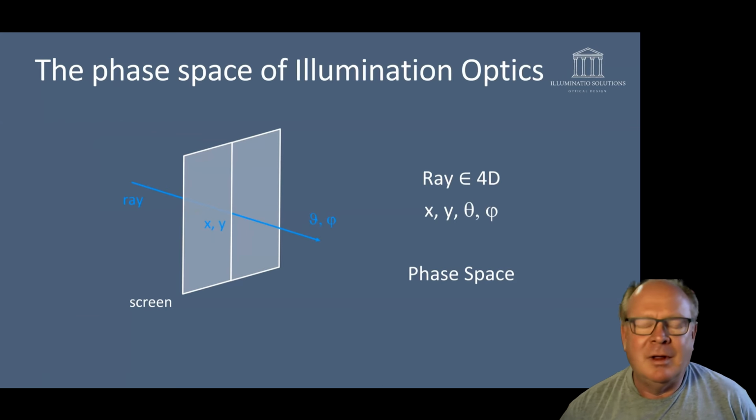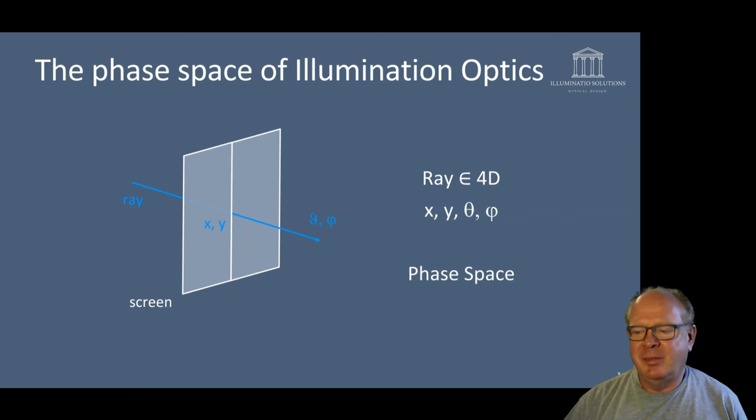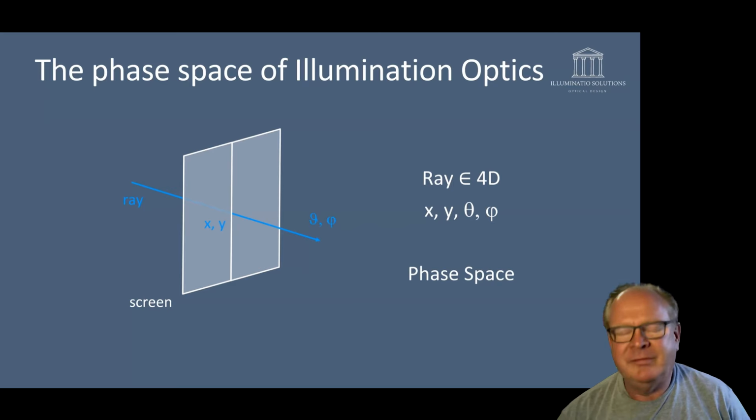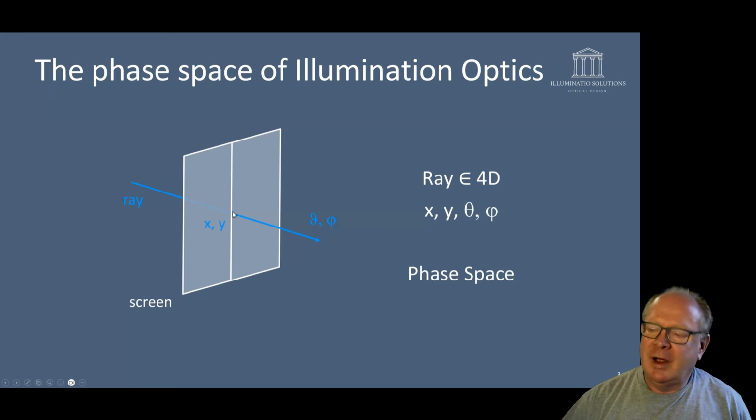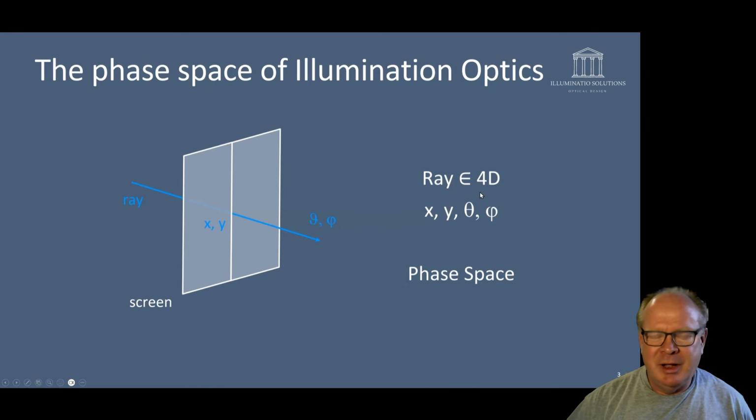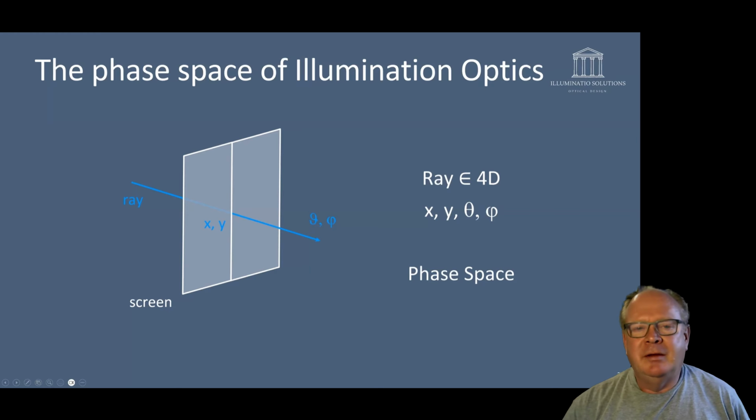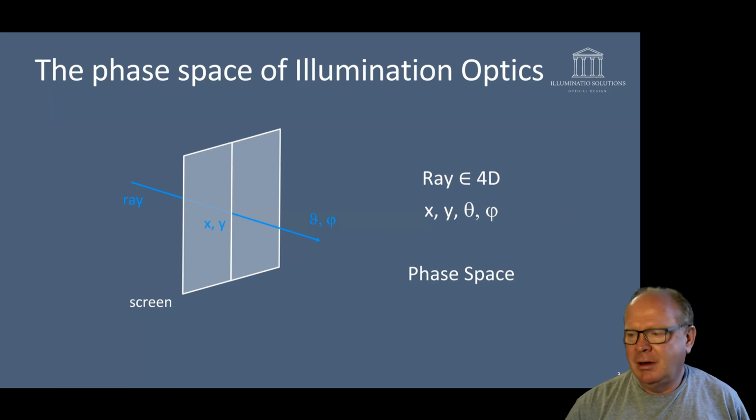A ray in illumination optics: we catch the ray by a screen, which is just a surface in space, and we have local coordinates on the screen, X and Y. The ray is described by two angular coordinates. So the family of rays in illumination is described by four coordinates, or in other words, the ray is a point in a four-dimensional phase space. Four-dimensional is not really practical.